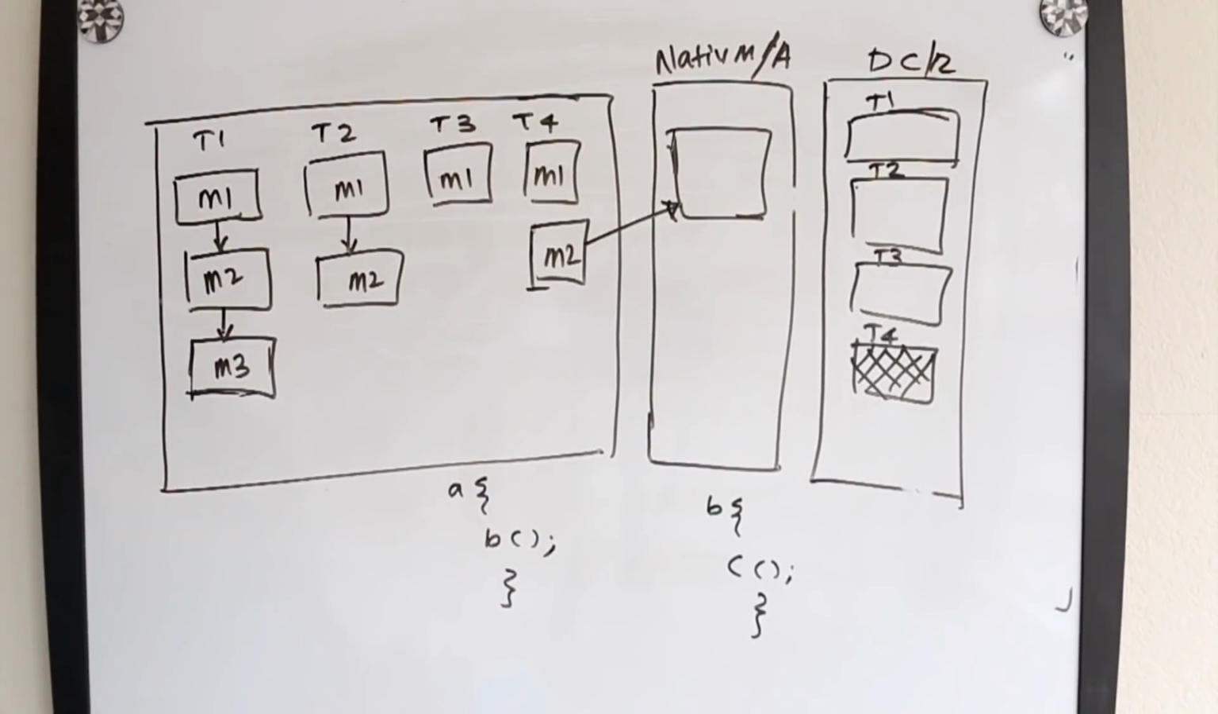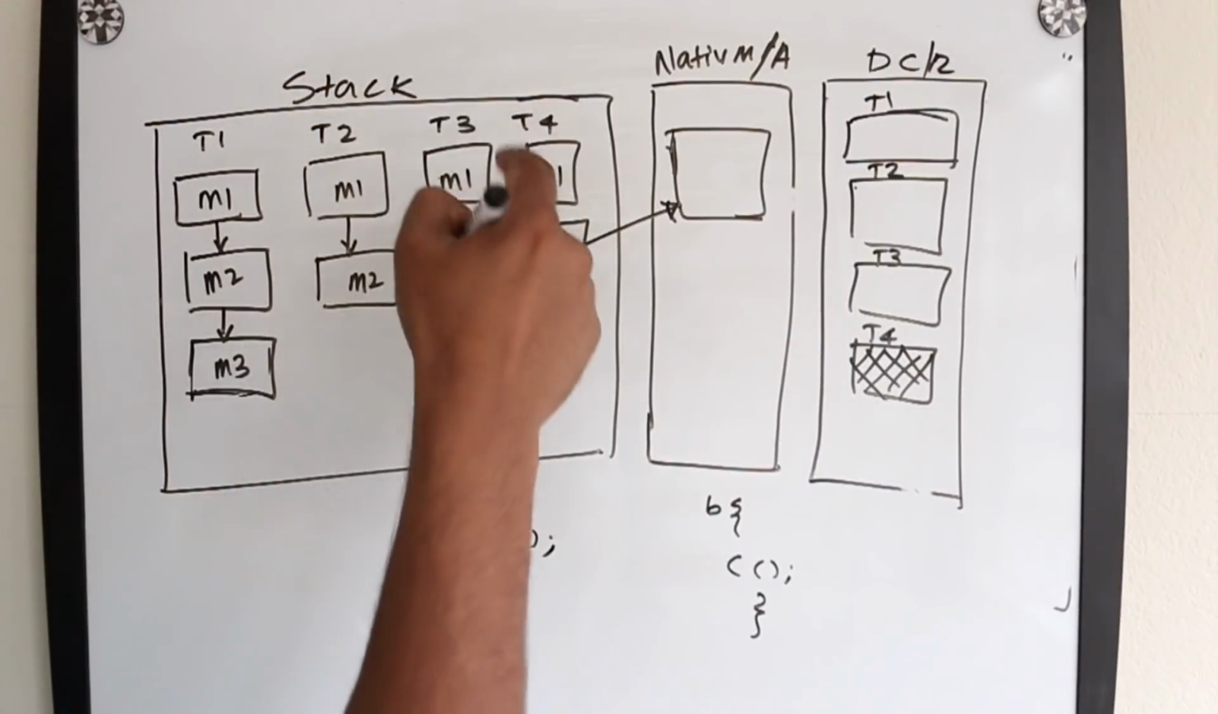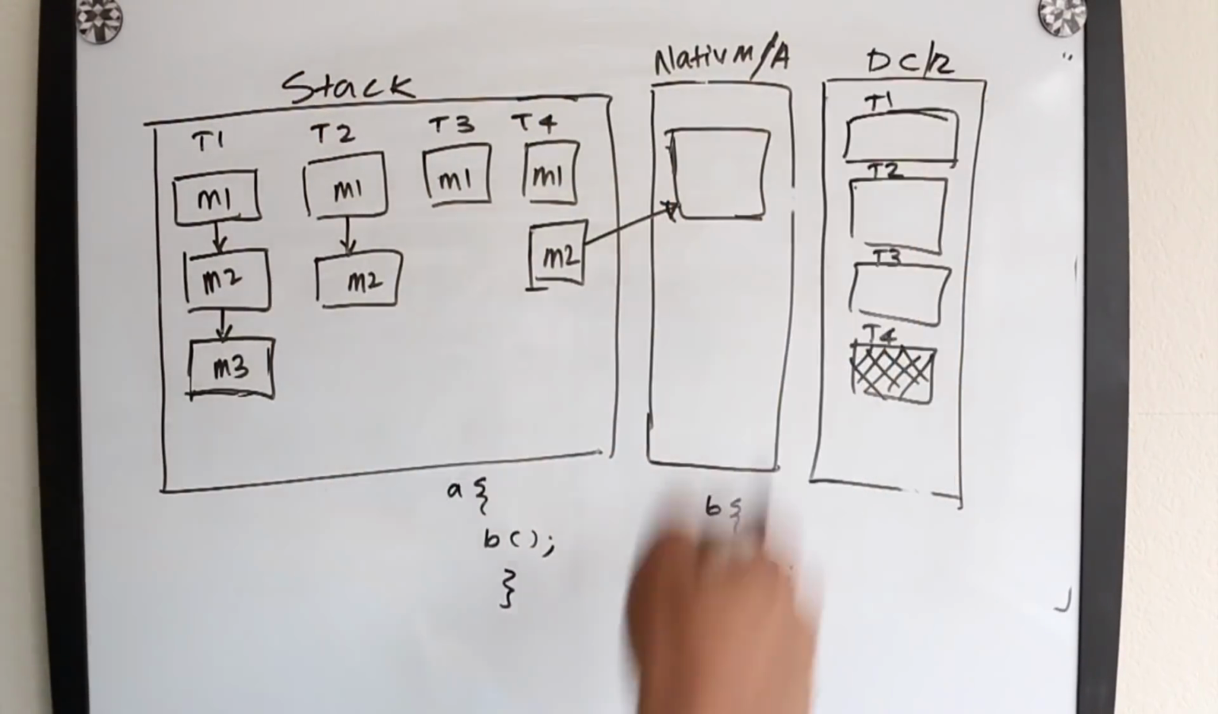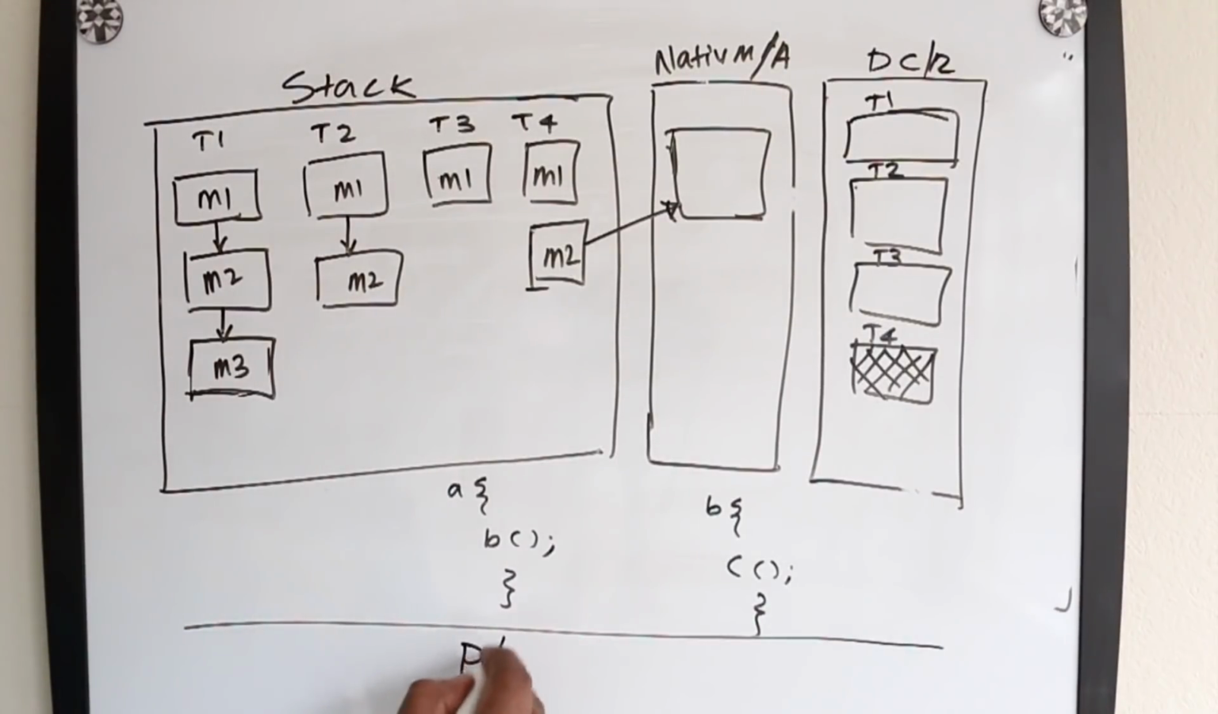So that is how it works if you dig one more step into those memory areas. So this is the stack, this is native methods and this is the PC register. These will be created per thread.